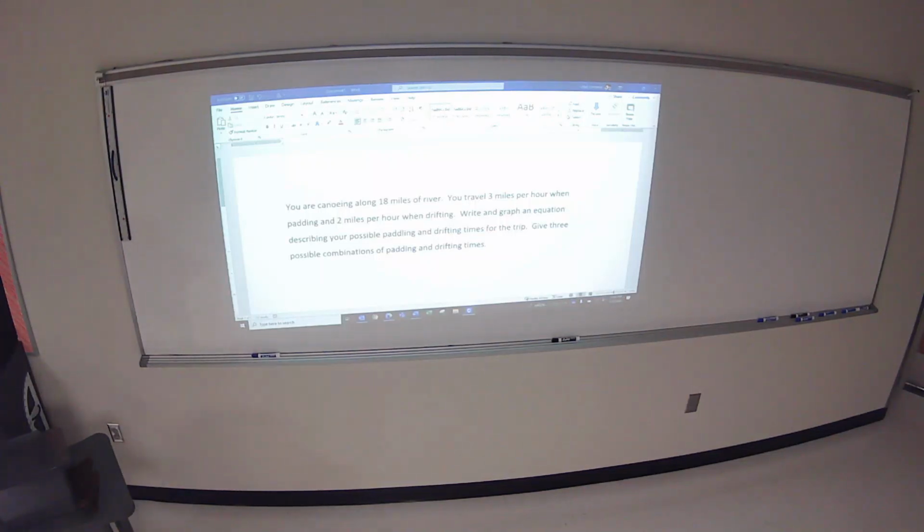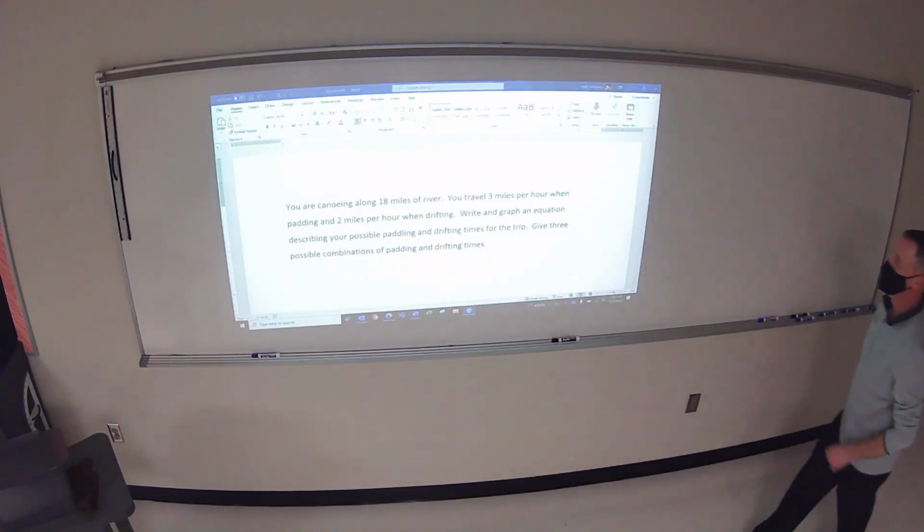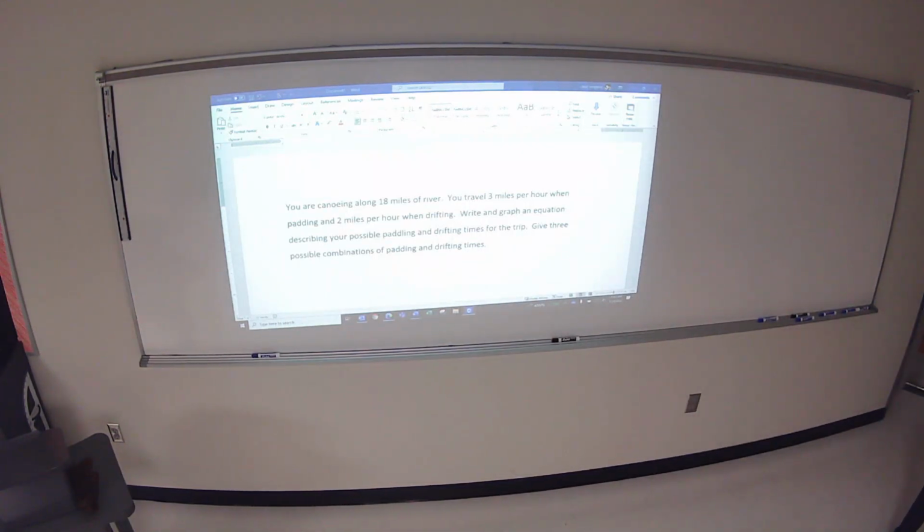Let's go ahead and take a look at this particular problem then. So it says you are canoeing along 18 miles of river. You travel 3 miles per hour when paddling and 2 miles per hour when drifting. Write and graph an equation describing your possible paddling and drifting times for the trip. Give 3 possible combinations of paddling and drifting times.